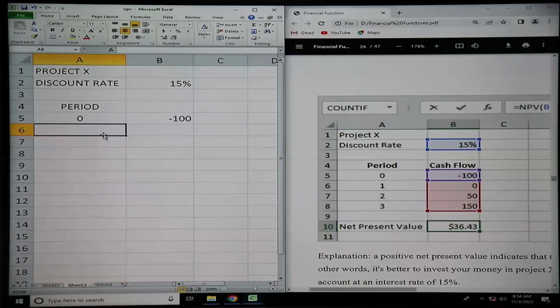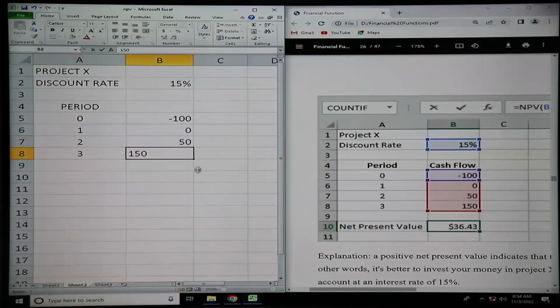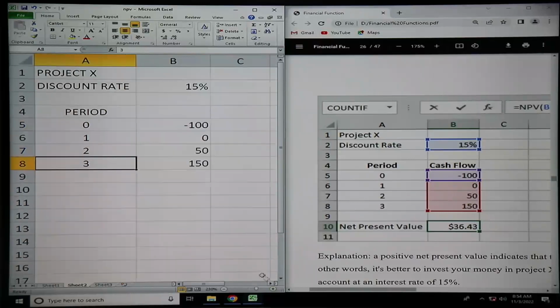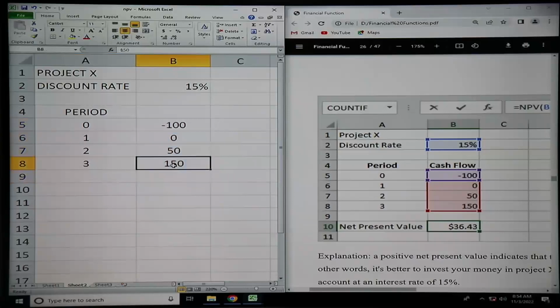Then in the first period, the company expected 0 profit. In the second period, it expected an inflow of $50, and in the third period, an inflow of $150. So now with this, we are supposed to get the net present value of this amount. Notice that our series of payments are these, from this cell to this cell. That is our series of cash flow.